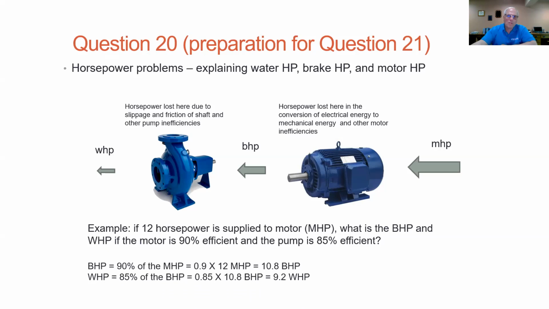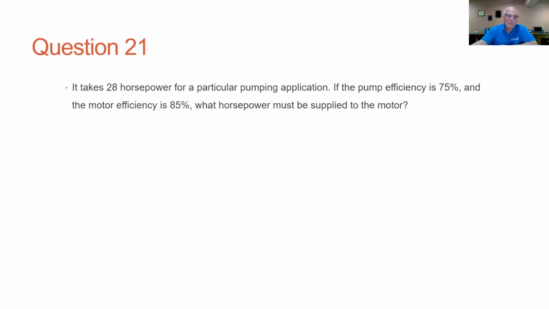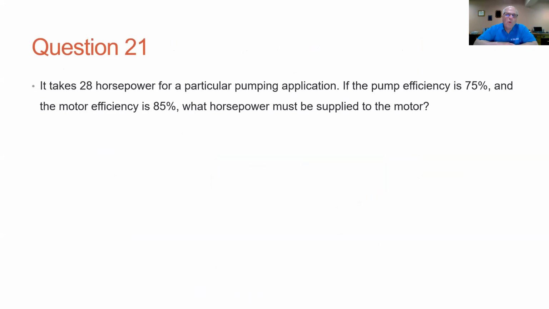So let's go on to question 21. Question 21 says this: it takes 28 horsepower for a particular pumping application. Think of it as you've got a pump, you've got a motor that drives it, pouring water out in the system, and 28 horsepower is being developed. If the pump efficiency is 75% and the motor efficiency is 85%, what horsepower must be supplied to the motor?